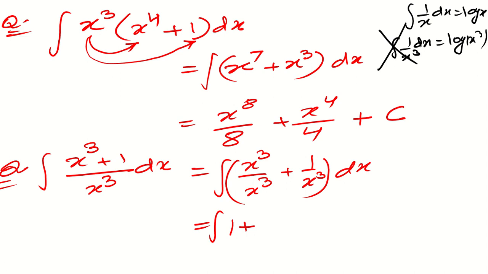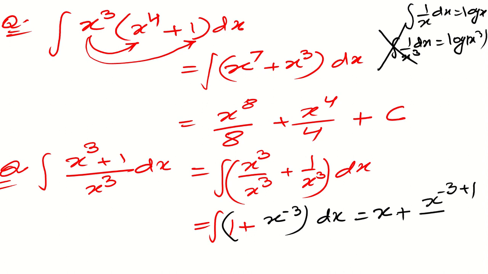So you can write it as x to the power minus 3, because when a power goes from denominator to numerator, it becomes negative. So what will be the integration of 1? It is a constant, so its integration will be 1 times x, that is x, plus the integration of x to the power minus 3, which will be x to the power minus 3 plus 1 over minus 3 plus 1. So the answer will be x minus x to the power minus 2 over 2, plus c. This x to the power minus 2 you can take down, so it will be 1 upon x square.